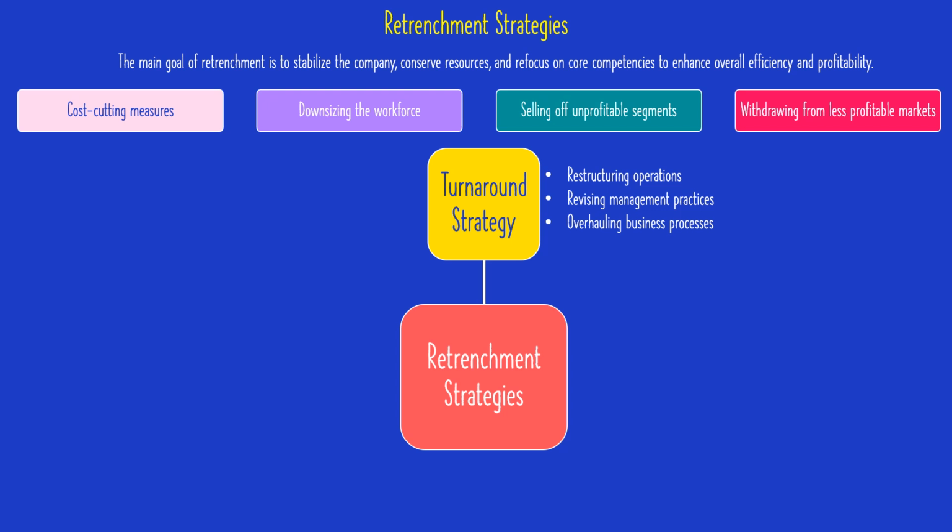For example, during the financial crisis of 2008, General Motors, or GM, implemented a turnaround strategy by closing several plants, laying off thousands of workers, and discontinuing certain brands such as Pontiac, Saturn, and Hummer. These measures helped GM to streamline operations and focus on core brands, eventually leading to a successful recovery and return to profitability. Next, the divestment strategy.